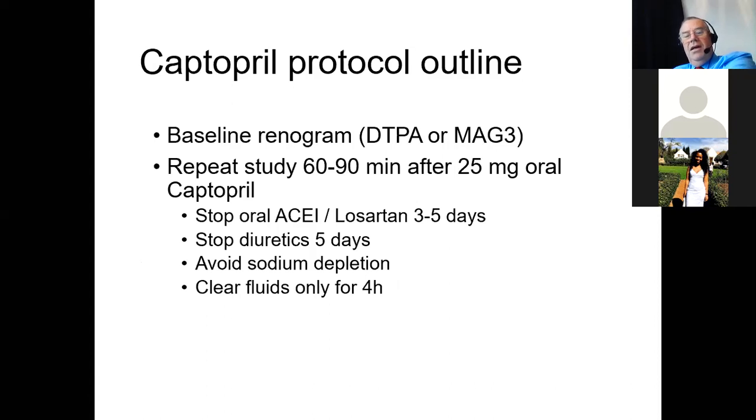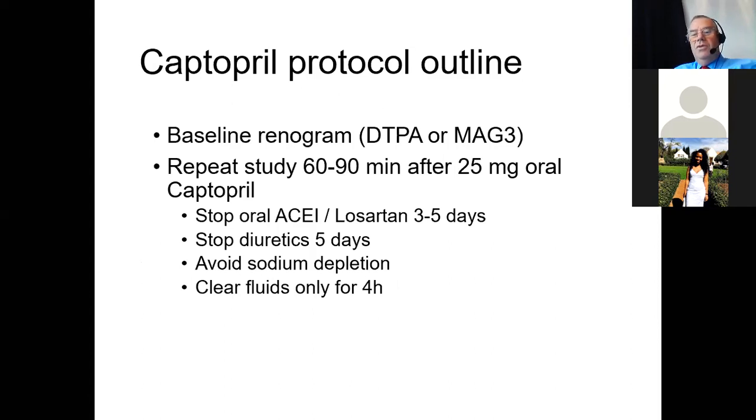So basically, the protocol would be to do a baseline renogram and then repeat the study 60 to 90 minutes after 25 milligrams of oral captopril. You stop, if you can, any ACE inhibitors for 3 to 5 days and diuretics for 5 days. That might be a problem if they need them because they've got heart failure.